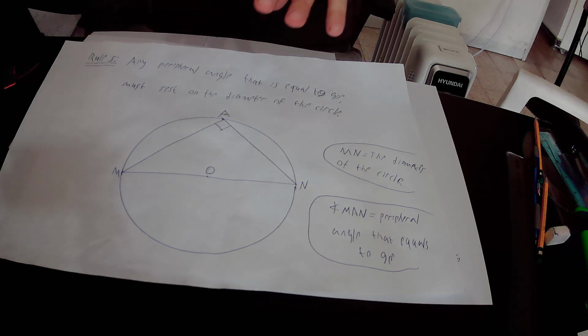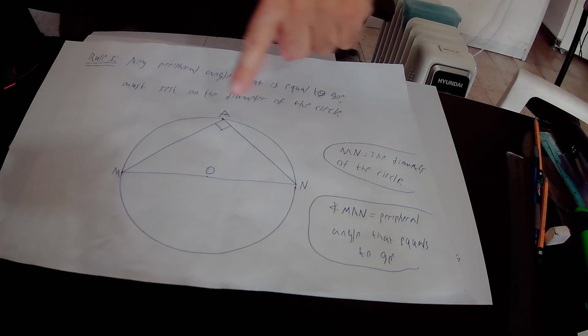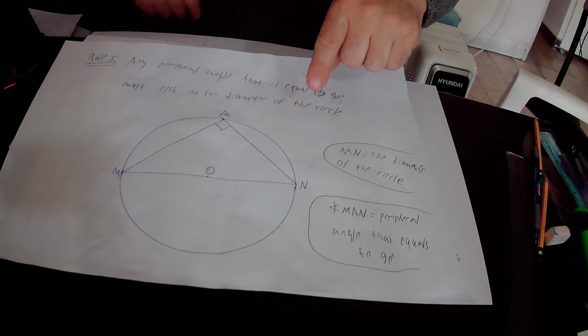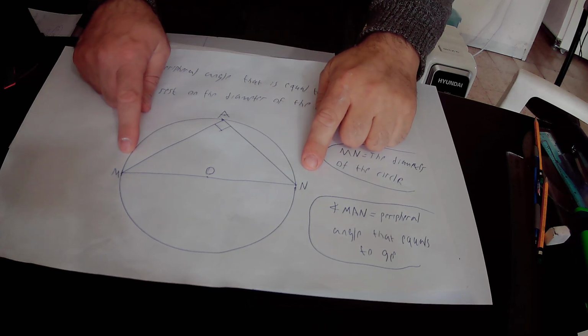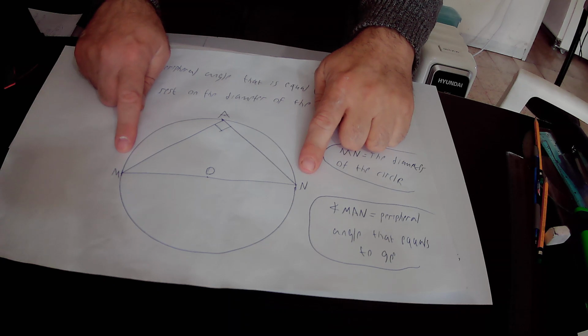In the drawing we have a circle, inside the circle we have peripheral angle MAN. This peripheral angle MAN equals 90 degrees in its size. Therefore, according to this rule number 5, peripheral angle MAN must rest on the diameter of the circle. From the drawing itself, it is very easy to see that peripheral angle MAN rests on chord MN. Therefore, chord MN, according to rule number 5, must be the diameter of the circle. And indeed, chord MN is the diameter of the circle.